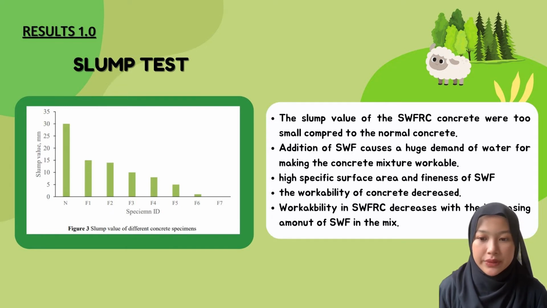This generally happens due to the high specific surface area and fineness of sheep wool fiber. It absorbs more water to come into flow with the normal concrete paste. Therefore, the workability of concrete decreased. Workability in sheep wool fiber reinforced concrete decreased with the increasing amount of sheep wool fiber in the mix. As observed from the study and figure 3, the addition of sheep wool fiber beyond 2% made the concrete not workable. This negative phenomenon can be minimized by the addition of superplasticizer in the required amount.